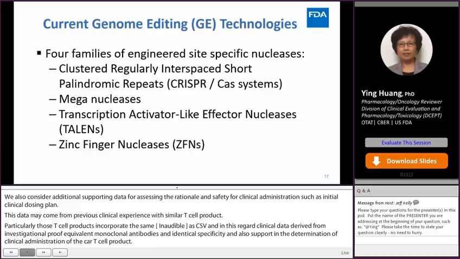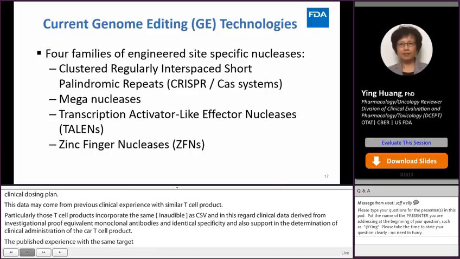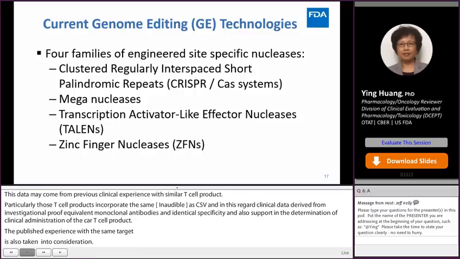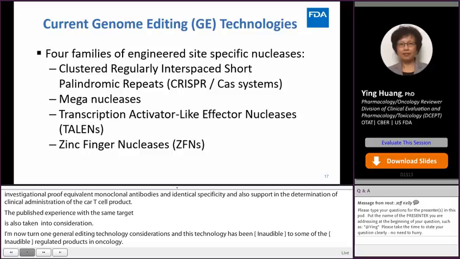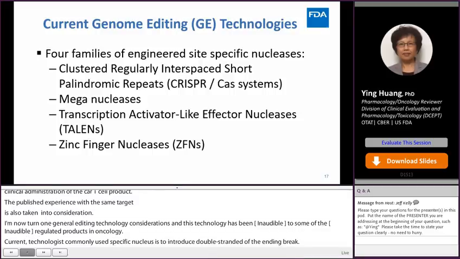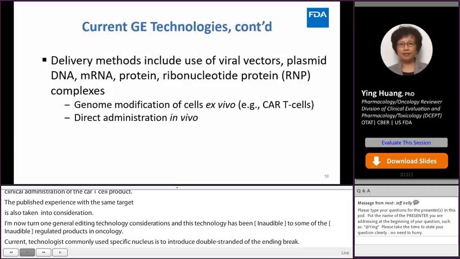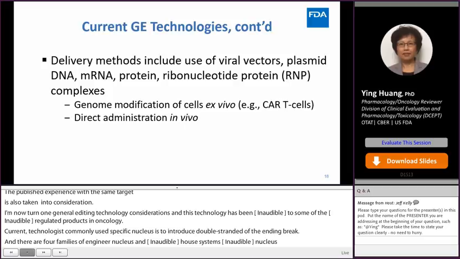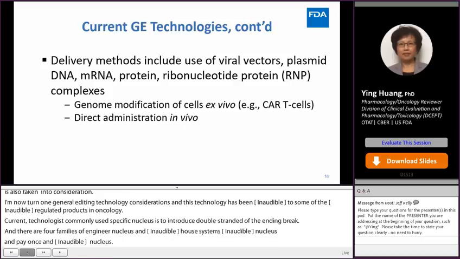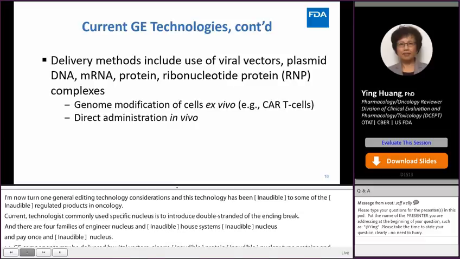I'm now switching to genome editing technology considerations, as this technology has been applied to some of the OTAT regulated products in oncology. Current genome editing technologies commonly use site-specific nucleases to introduce a double-stranded DNA break. There are 4 families of engineered nucleases: CRISPR-Cas systems, meganucleases, TALENs, and zinc-finger nucleases. GE components may be delivered by viral vectors, plasmid, mRNA, protein, or ribonucleoproteins in order to process for genome modification of cells ex vivo or in vivo by direct administration of the engineered GE components.